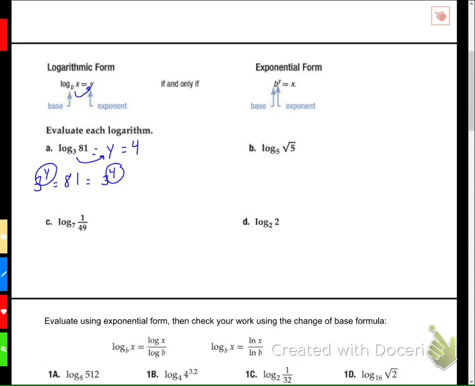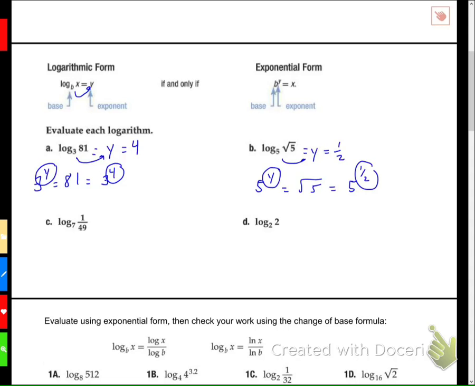Then this next guy, here we'll say equals y. 5 comes underneath, so we'll say 5 to the y is equal to the square root of 5. Square root is a 1/2 power, so 5 to the 1/2. Now the bases match, so y is equal to 1/2. So the logarithm then is 1/2.